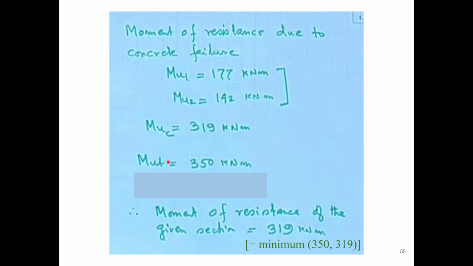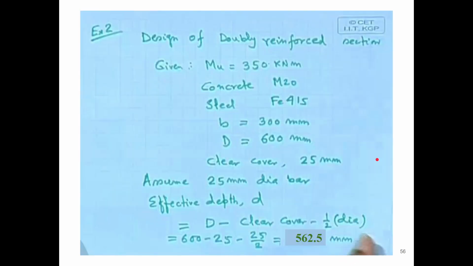From the tension side we got a total moment carrying capacity of 350 kilonewton meter, and from the compression side we got a total moment carrying capacity of 319 kilonewton meter. Therefore the moment carrying capacity of the doubly reinforced section will be the minimum of 350 and 319, which is basically 319 kilonewton meter. This is how we have to solve the problems.